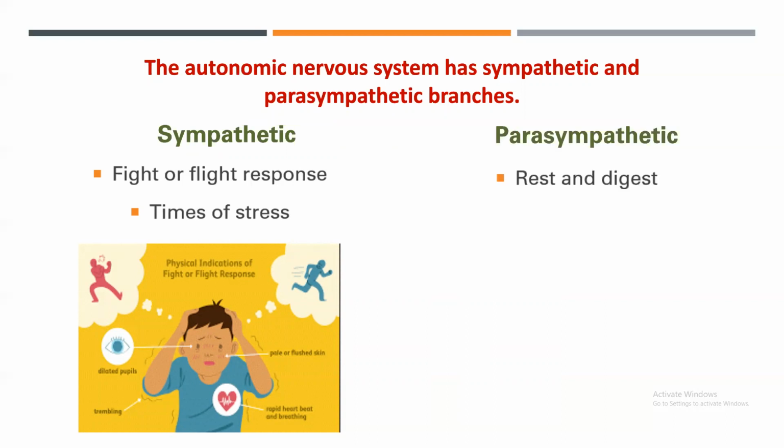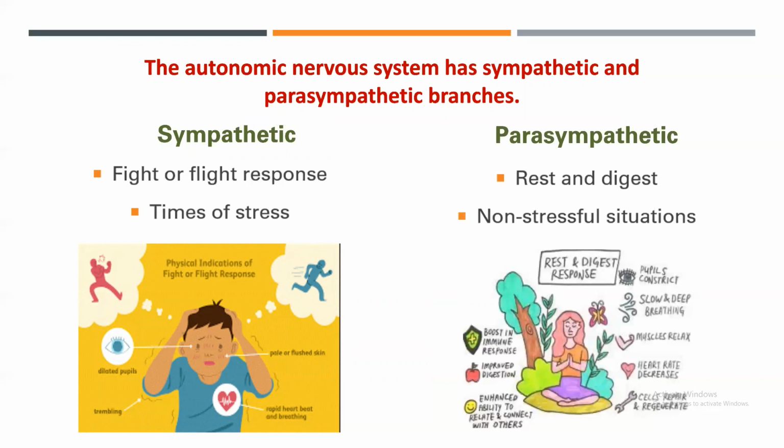The parasympathetic nervous system is also called rest and digest, so it is activated or stimulated in a non-stressful situation. The rest and digest response includes the pupil constricting, slow and deep breathing, muscles relaxing, heart rate decreasing, and cells repairing and regenerating. It boosts an immune response, improves digestion, and enhances the ability to relate and connect with others.